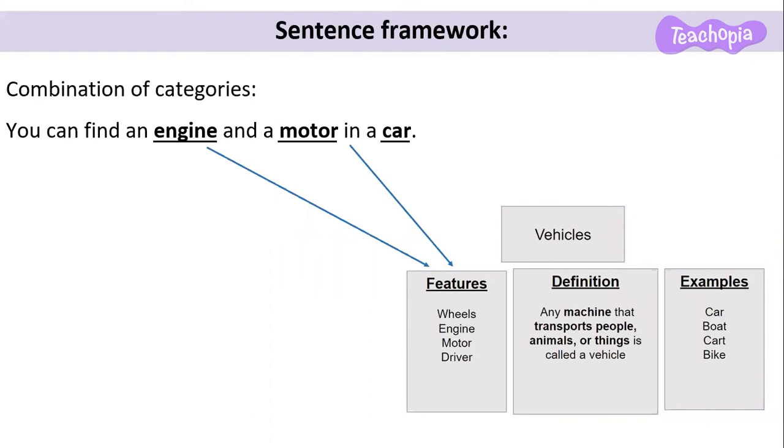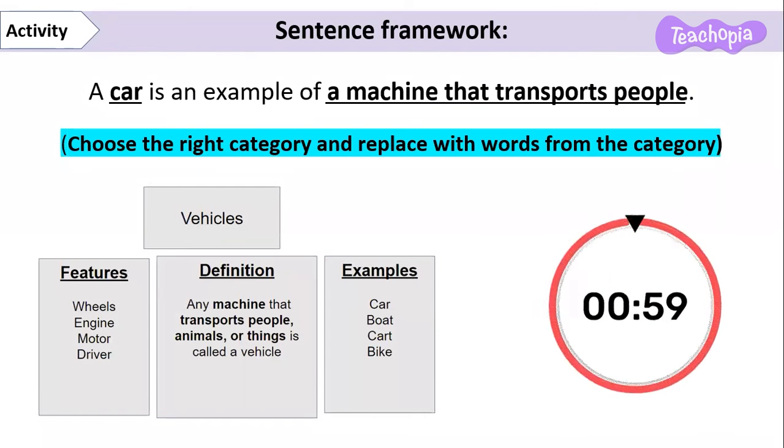Now, can you tell me, engine and motor belong to the category features and the word car belongs to the category example? So in one sentence, we have words from different categories in the vocabulary set. So here, what we can do is replace words from different categories in the same sentence to come up with more sentences. Like someone has just said, you can find door and window in a bus. Excellent. Now you have 1 minute to come up with another sentence using this sentence framework and replacing words from the given categories.